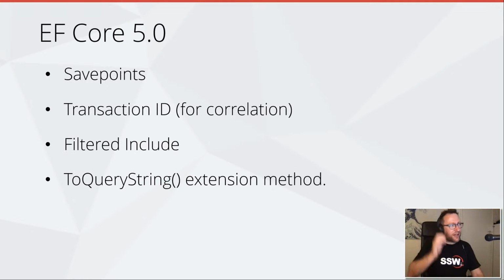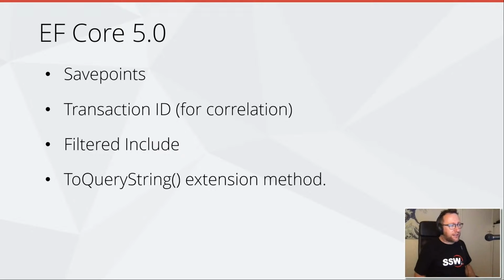Some more features. EF Core 5 is going to get savepoints. So during transactions, you can get to a partial point in a transaction and mark a savepoint and roll back to that savepoint. You get a transaction ID, which helps you track correlation data on your transactions.